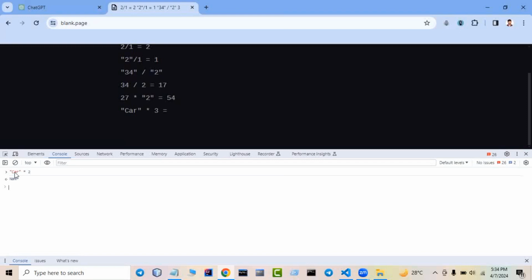So basically, this is the core concept of JavaScript regarding operators. Now, I hope you all understand this basic behavior of JavaScript.